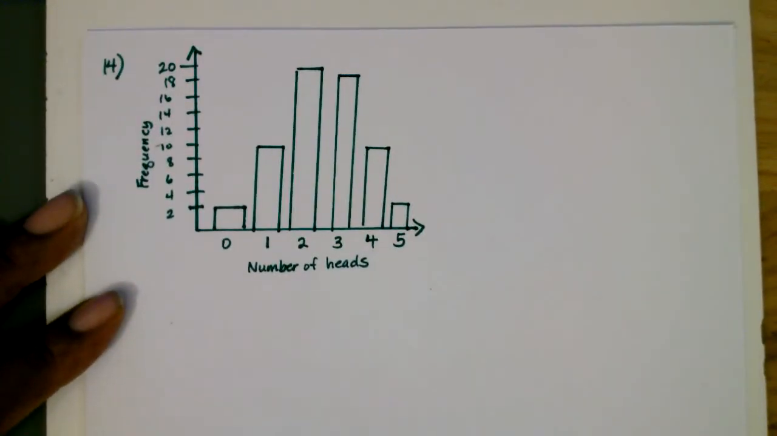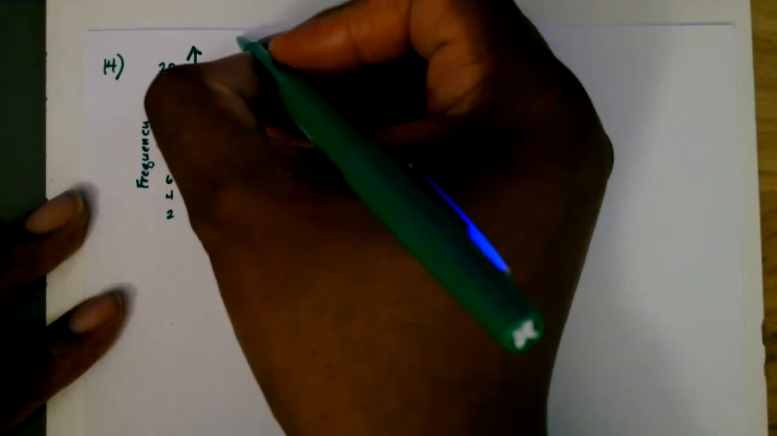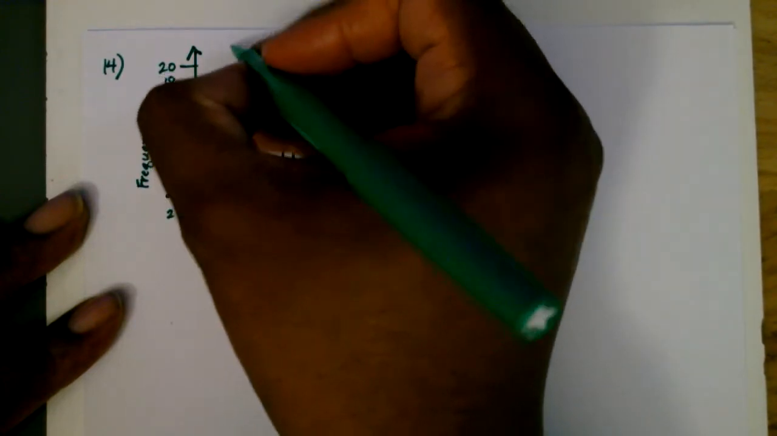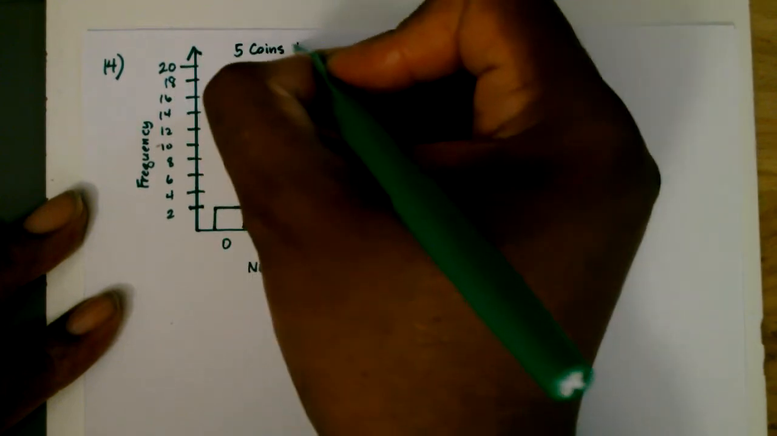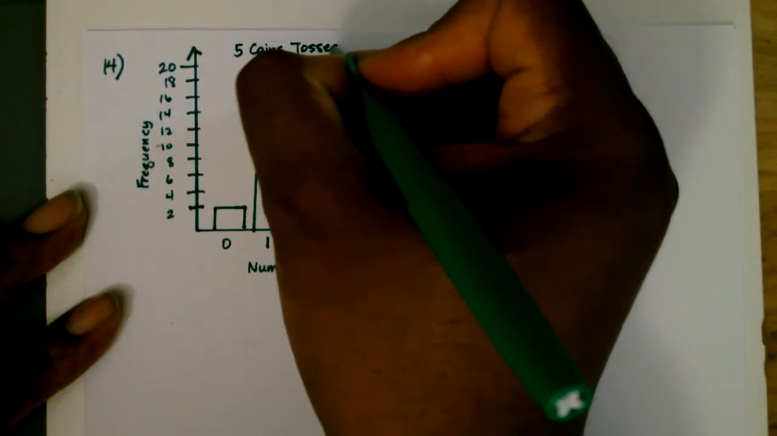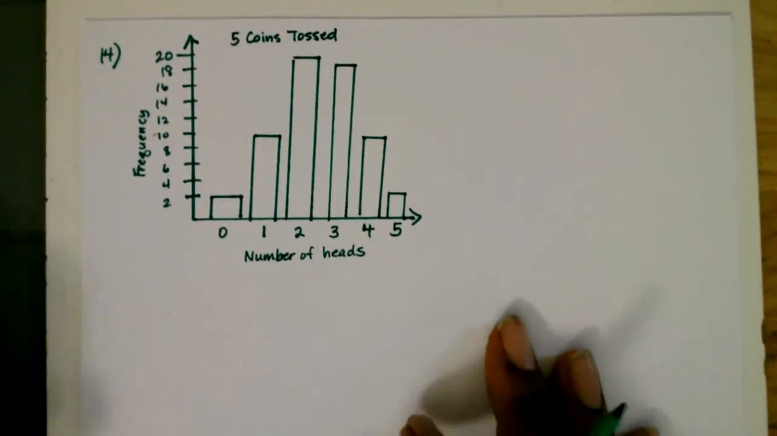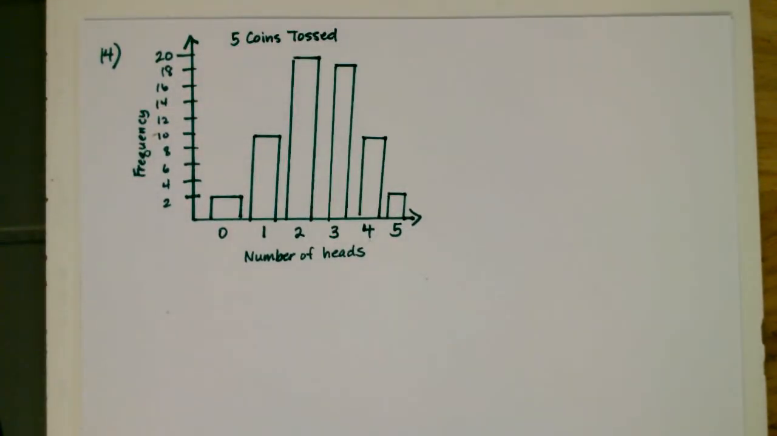And you can give this a title. Let's say 5 coins tossed. Okay, so in problem number 14, that's how you construct a bar graph.